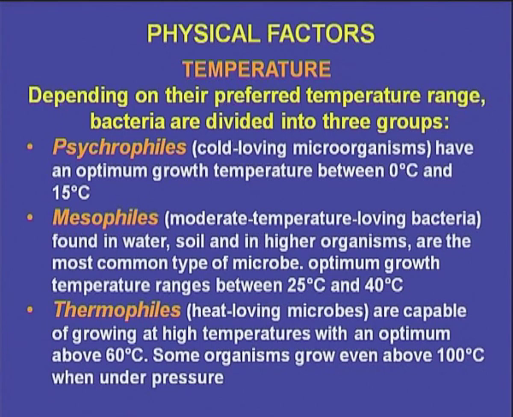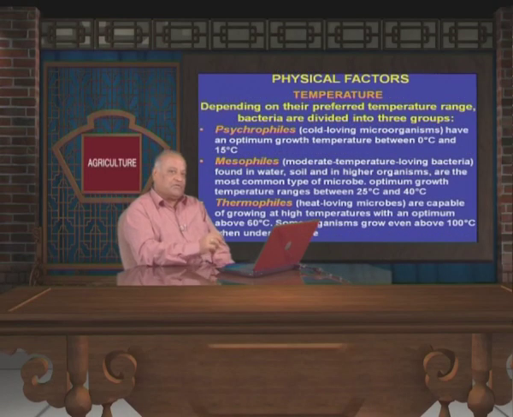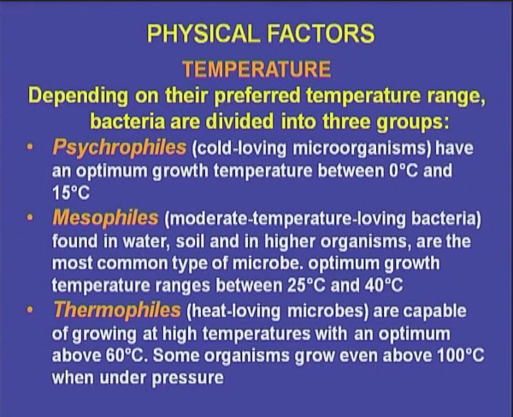Mesophiles are the moderate temperature loving bacteria. Mesophiles are very important because the majority of the plant pathogenic bacteria come under this group, because they survive under the optimum temperature range between 25 to 40 degree centigrade. And the thermophiles, they are heat loving microbes, and they are capable of growing at higher temperatures with an optimum above 60 degree centigrade. Some organisms grow even above 100 degree centigrade under pressure also.